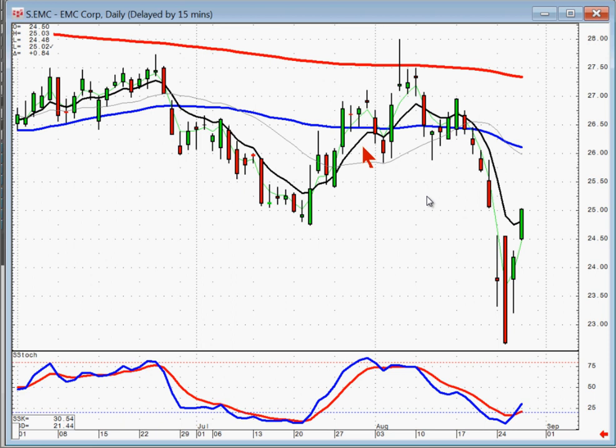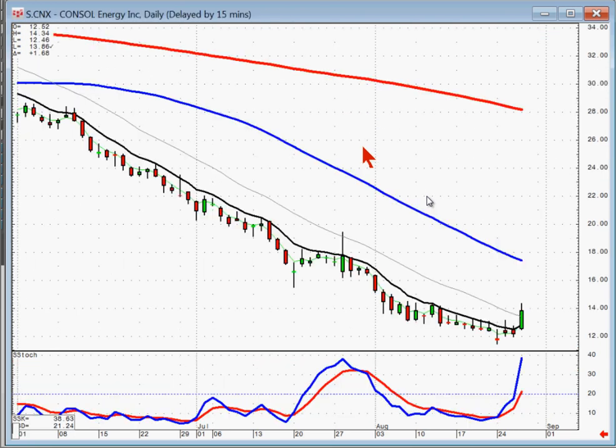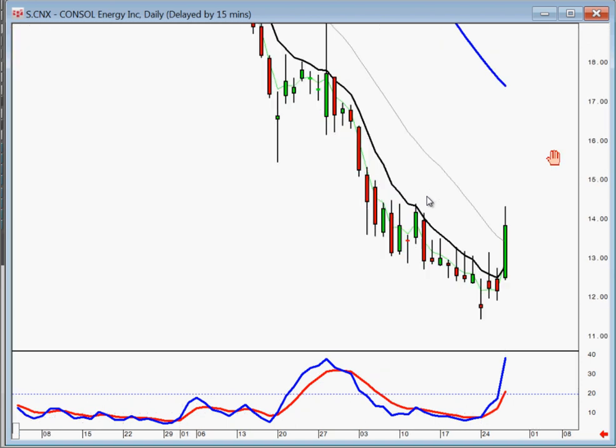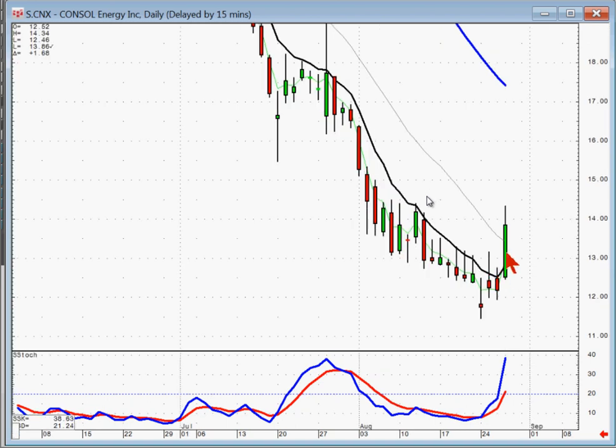EMC, another one you can buy, just not a very exciting stock. It doesn't move around. CNX, series of Dojis, yes. Lots of indecision, and now they've told you what their decision is. That's your kicker type signal. I suspect they could bring this one up pretty strong.